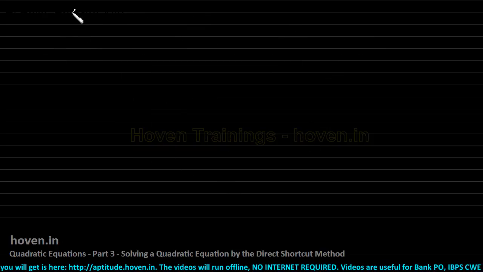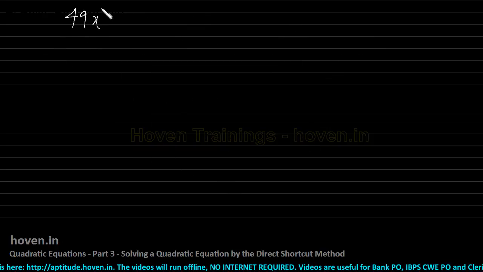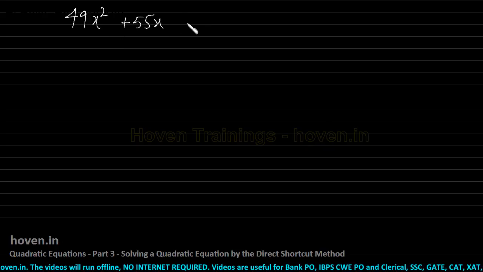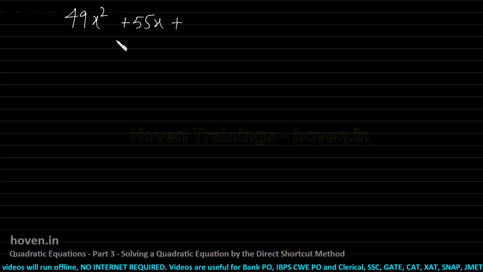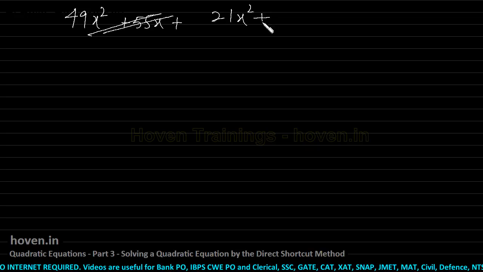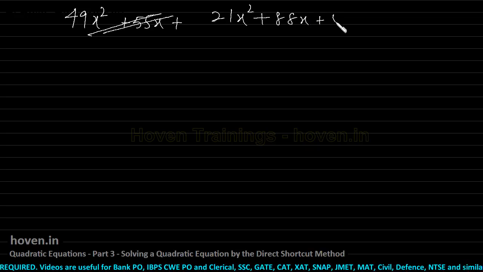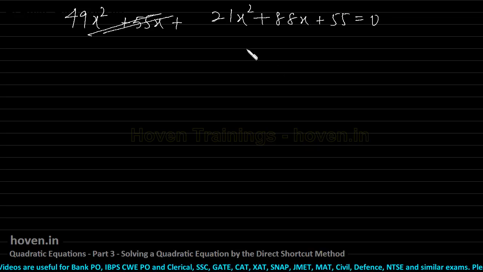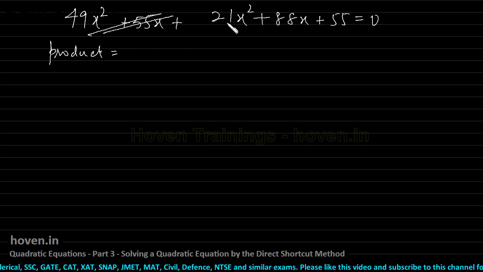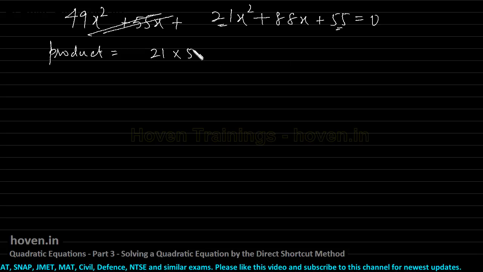Our next question is 21x square plus 88x plus 55 equal to 0. Suppose this is the question. In this case, we have to find out two numbers whose product is this multiplied by this, that is 21 multiplied by 55.